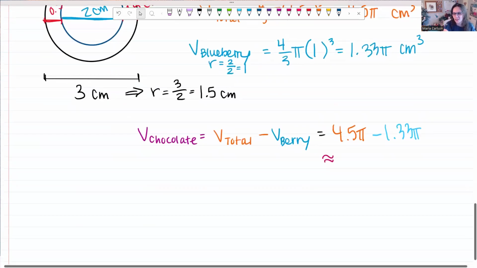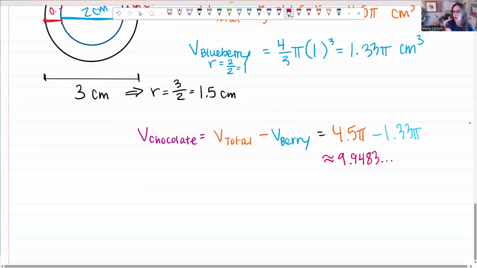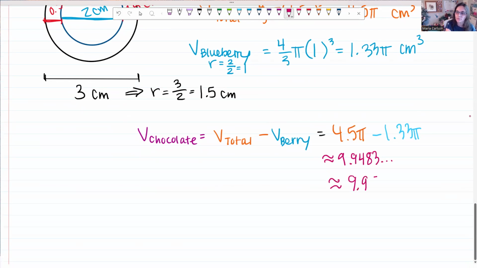So when you put this in your calculator originally, you will get 9.9483 going on. So rounding to the nearest hundredth, that's approximately 9.95. And again, the unit here would be centimeters cubed, because we're measuring how much chocolate, and that would be measured in volume.